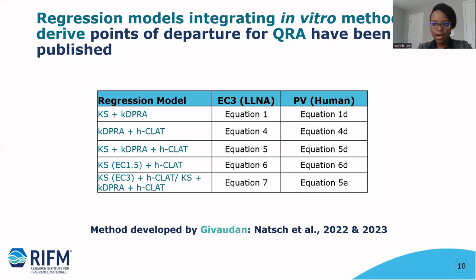And that has been very helpful for an initial assessment for a point of departure. And then another recently produced work, still by Andreas Nash, was the human potency value assessment, and it's based on the same in vitro methods, resulting in 5 different equations as well, and these are marked by the letters D and E.